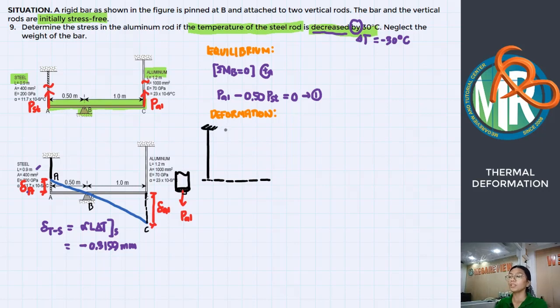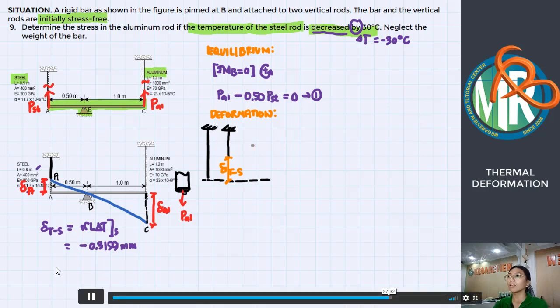So due to the temperature change, no? Sabi natin, nag-shorten na yung ating steel rod. So itong thermal deformation, ito na yung nakalculate natin na delta TS. Tama? Pero hindi pa ito yung displacement ng A mula dito patungo sa final position niya.